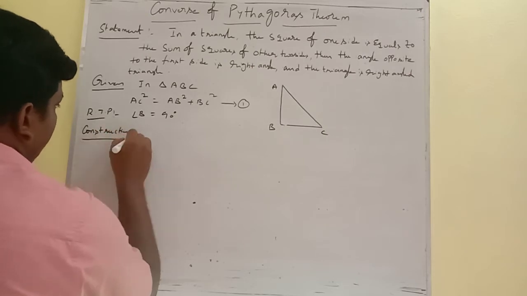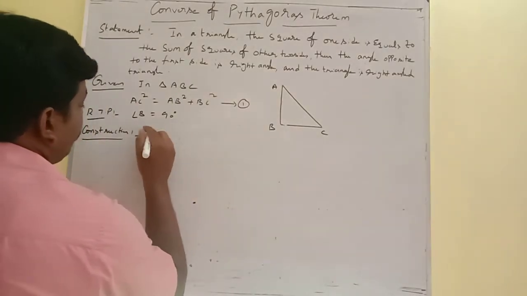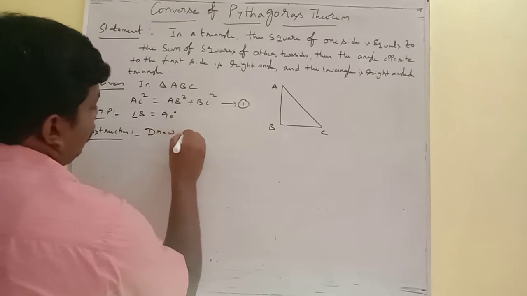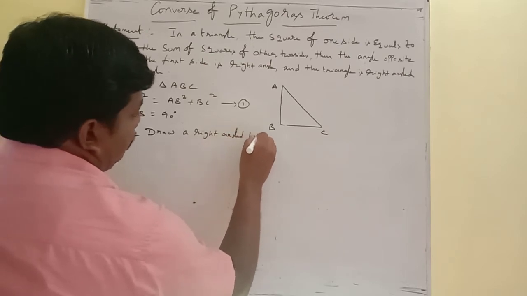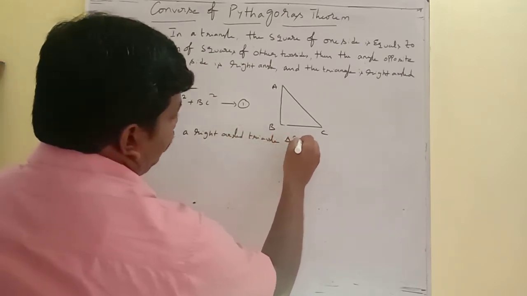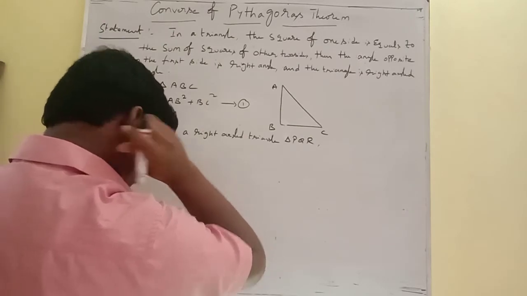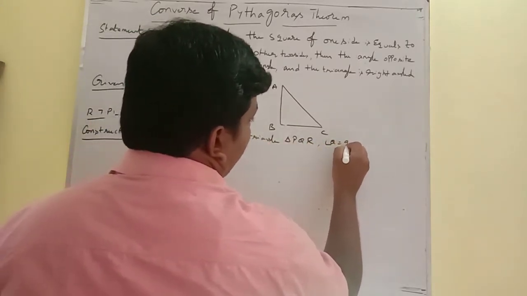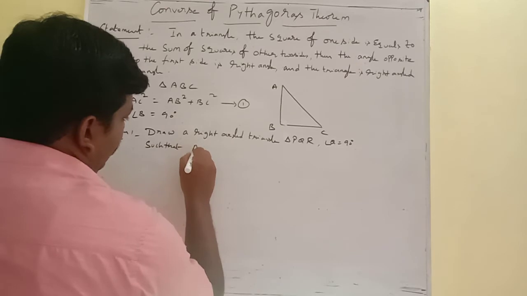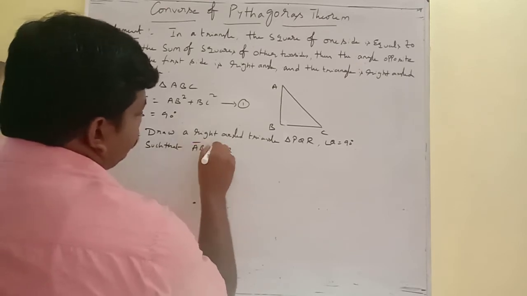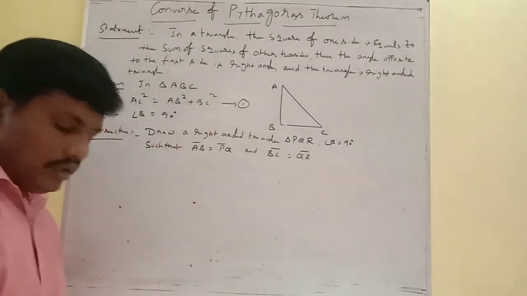To prove this, we need some construction. What is the required construction? We have to construct a right angle triangle PQR, in which angle Q is equal to 90 degrees, such that AB length is equal to PQ and BC length is equal to QR. Like that we have to draw a right angle triangle.